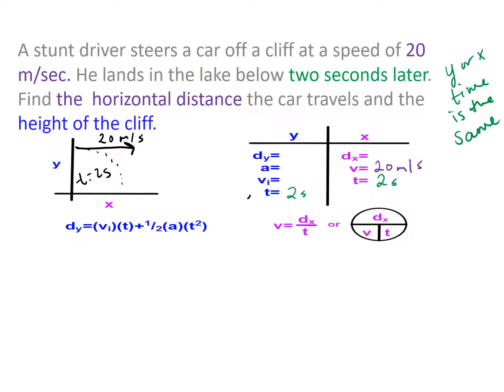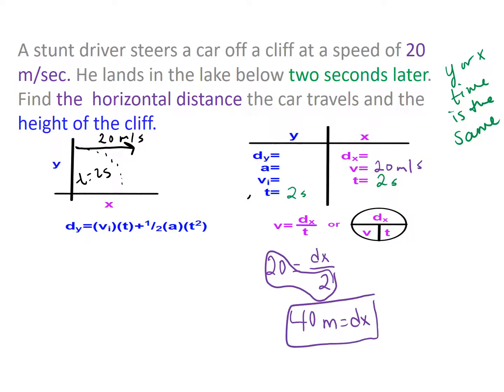Now it asks me, what is the horizontal distance? I need to find dx. So let's just plug in our numbers. So v is 20 meters per second equals dx. I don't know dx. That's what I'm trying to figure out. And my time is 2. To find this out, I just cross multiply. So 20 times 2, which would be 40. And distance is in meters, so dx. That's how we figure that out. So this would be 40 meters.